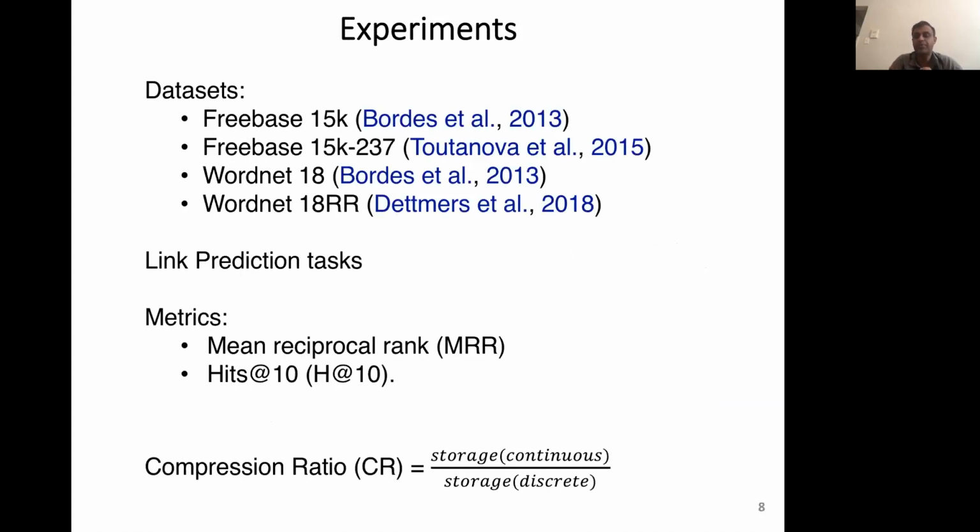We evaluated our approach on 4 standard link prediction datasets, 2 from Freebase and 2 from WordNet. We learned these discrete representations corresponding to a number of continuous knowledge graph representation learning methods and compare the obtained discrete representations with their continuous counterparts. We use the same hyperparameter settings as in the original knowledge graph embedding papers for a fair comparison. We use standard evaluation metrics previously used in the literature, such as the mean reciprocal rank. And we also report the compression efficiency of the discrete representation as the ratio of the storage required for continuous representations and the storage required for discrete representations.